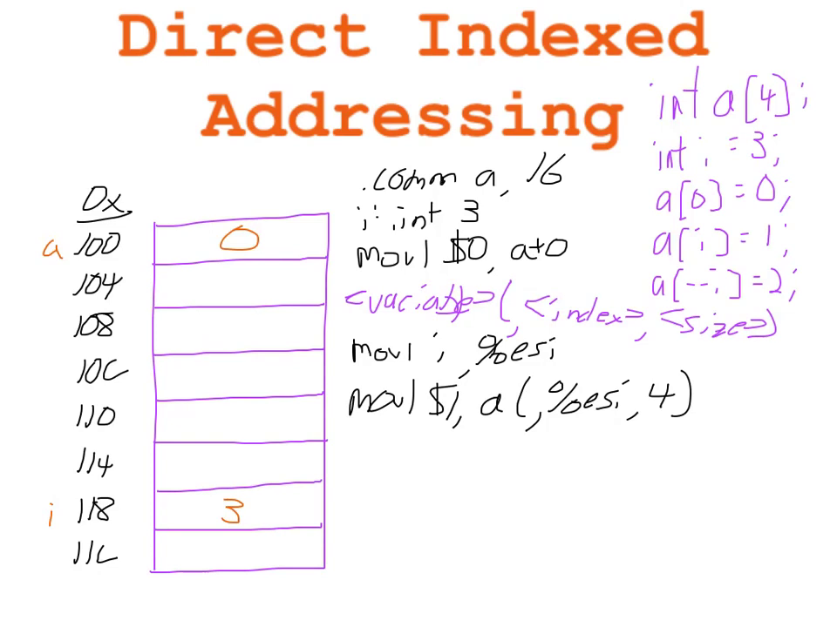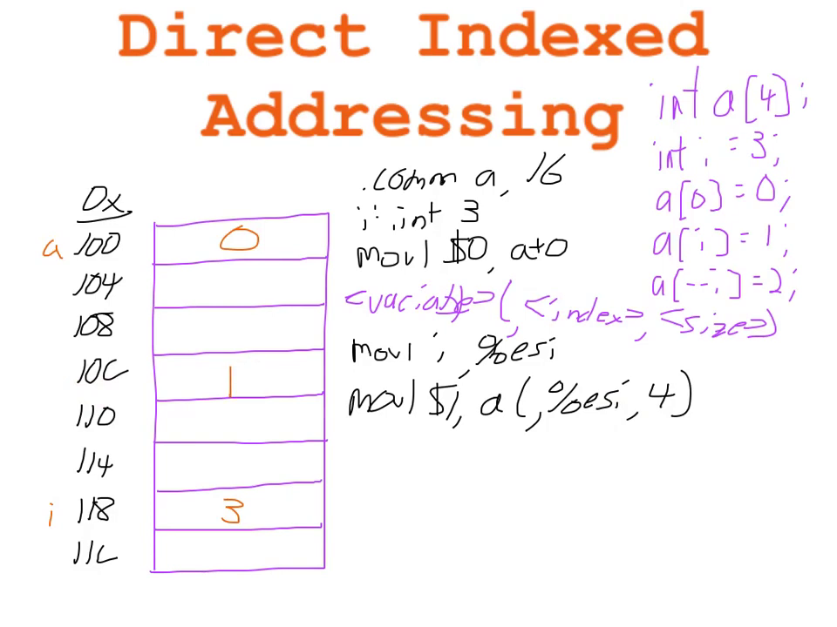So let's walk through this computation. We're going to move 1 into this starting address. The address of A is 100, so we're going to move 1 into 100 plus ESI, which we know from our example here, I is going to be 3. So this is going to be 3 times 4. 100 plus 3 times 4 is 112, but in hex, that's 10C, which is right here. And so at the conclusion of this instruction, we're going to have a 1 right there.